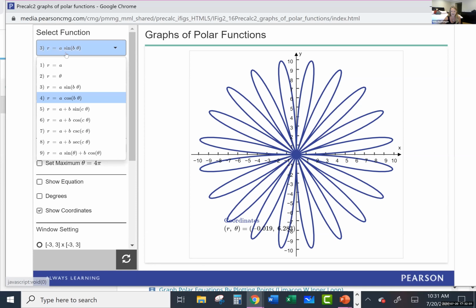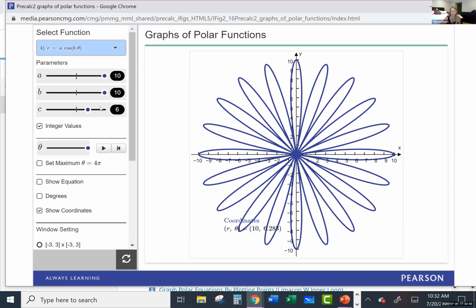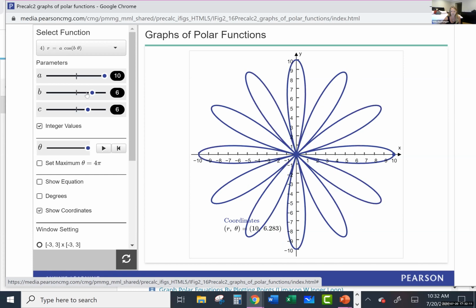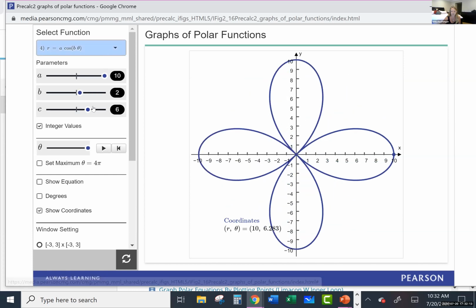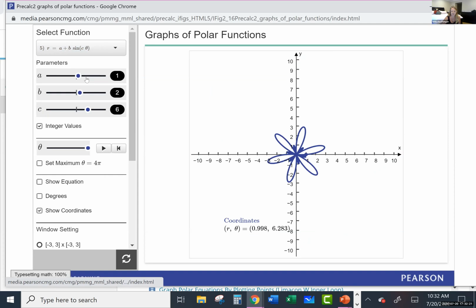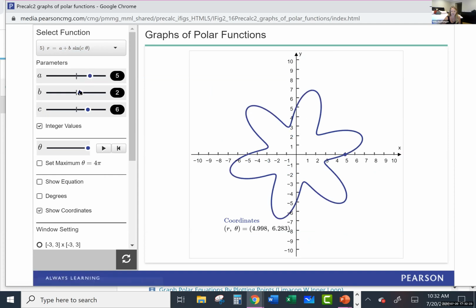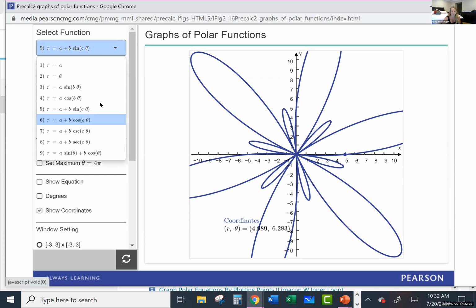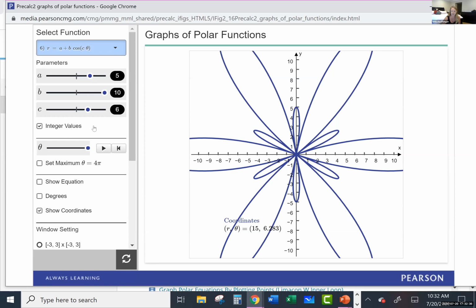So instead, if it was A times cosine of B theta, we get kind of similar graphs. We can get these shapes that, to me, look like stars. Actually, those look like petals too. You have this app on here, so you can play around with it, and like I said, you can get these really cool shapes as you're graphing them.